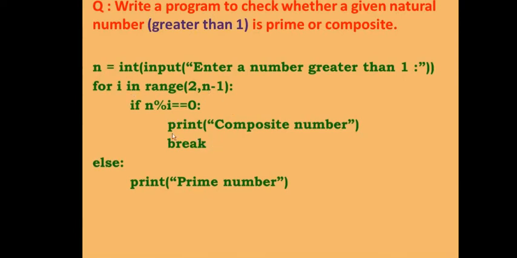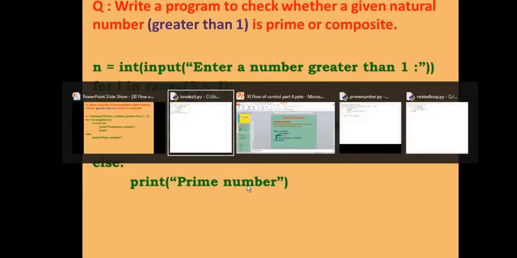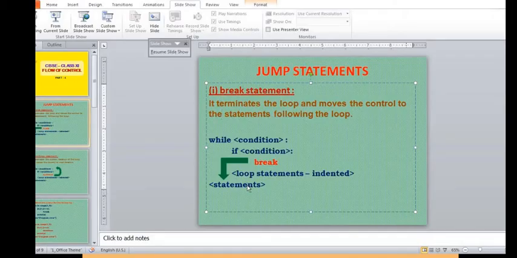Suppose the loop gets executed fully and no number is dividing the value of n, it means that the given number is a prime number. So after the completion of the loop, it comes to the else part and prints prime number. So it will print prime number. Let us execute this program and see how it works.